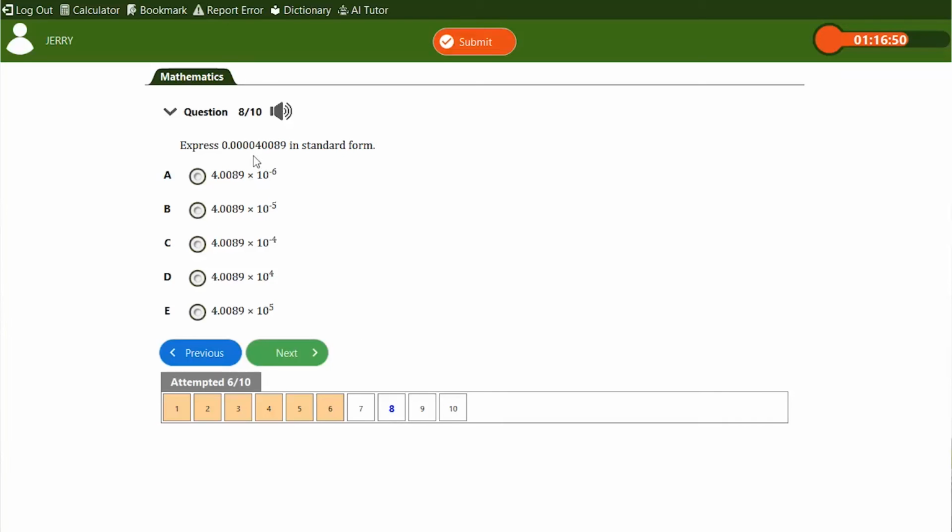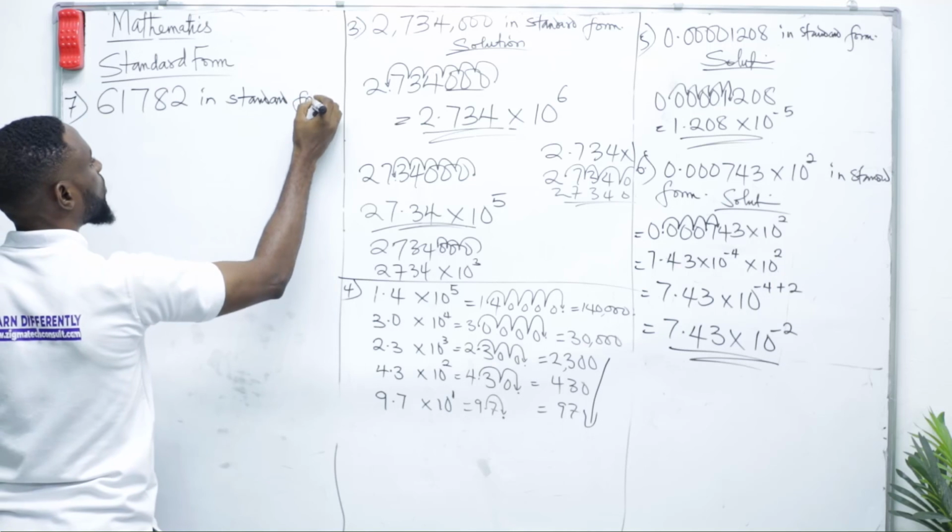Let's see if there's anything new that you need to know. This also, do it. Express it in standard form. 0.00004. So you can also do that. Express this in standard form too. So you are doing 3 things for me. 0.004532, also in standard form. And let's look at the next one. Let's solve this one, standard form.